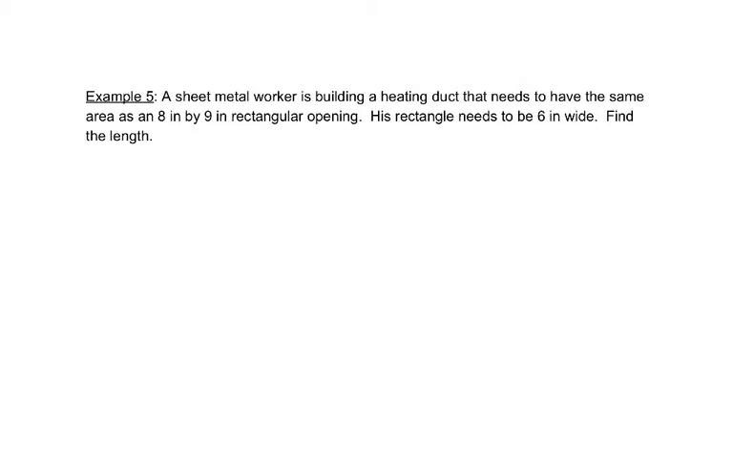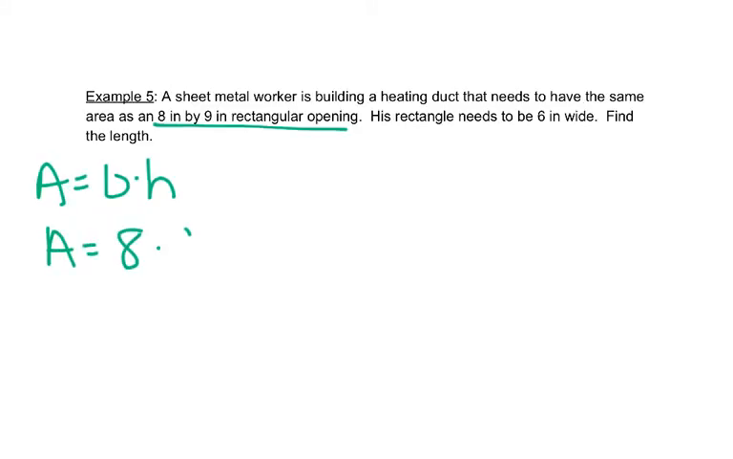Example 5 says a sheet metal worker is building a heating duct that needs to have the same area as an 8-inch by 9-inch rectangular opening. His rectangle needs to be 6 inches wide, and we need to find the length. So let's start by looking at this right here. We know we need the same area as that. We know it's also a rectangle, so the area is base times height. So we have 8 times 9 gives us 72 square inches.